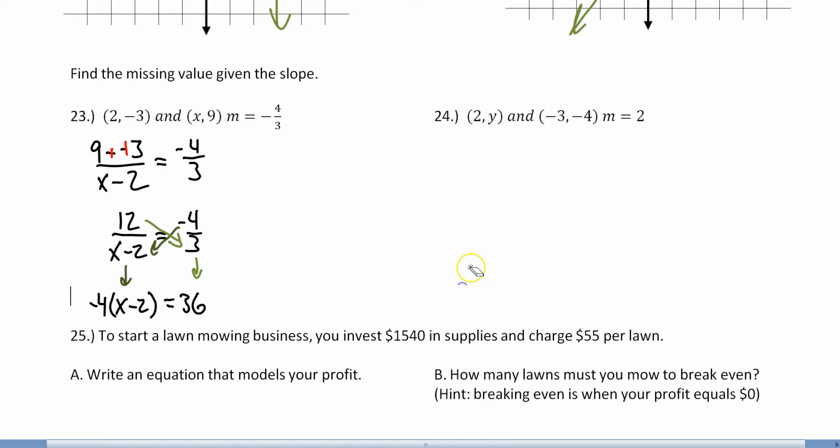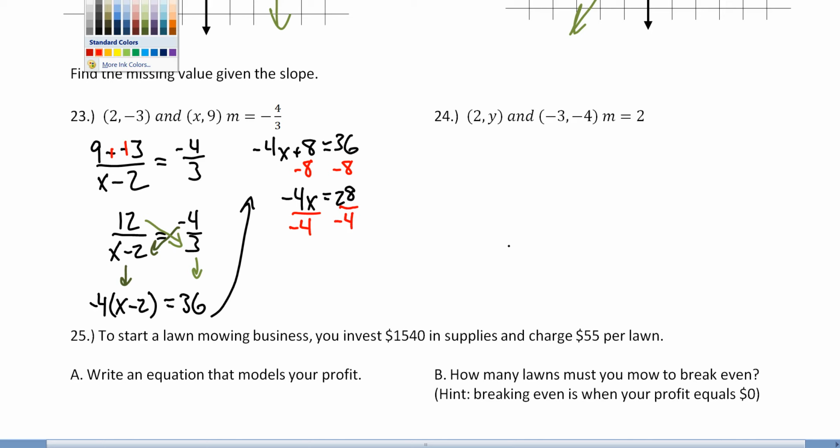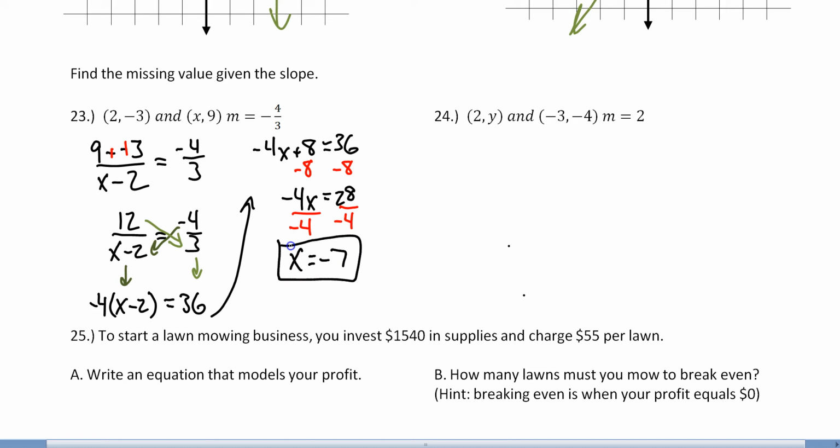I'm going to go ahead and do my distributive property, so I distribute. That gives me a negative 4x plus 8 equals the 36. I'm going to go ahead and subtract the 8 from each side. That gives me a 28, and then I divide each side by a negative 4. And I find out that x equals a negative 7. And that's it. All right.